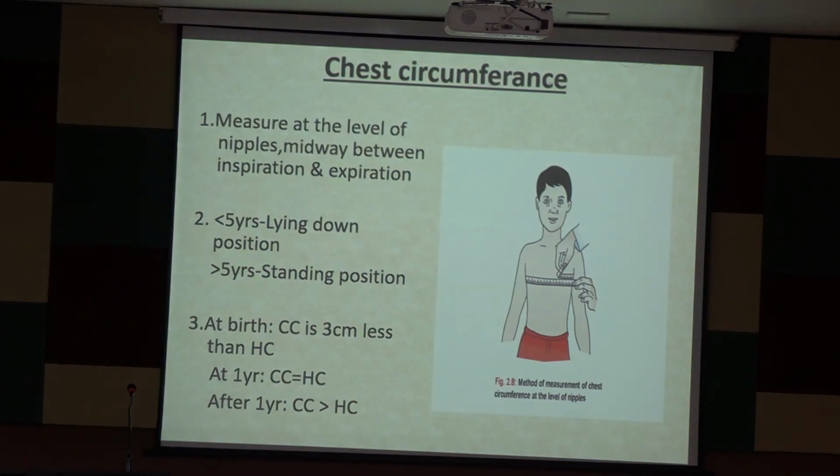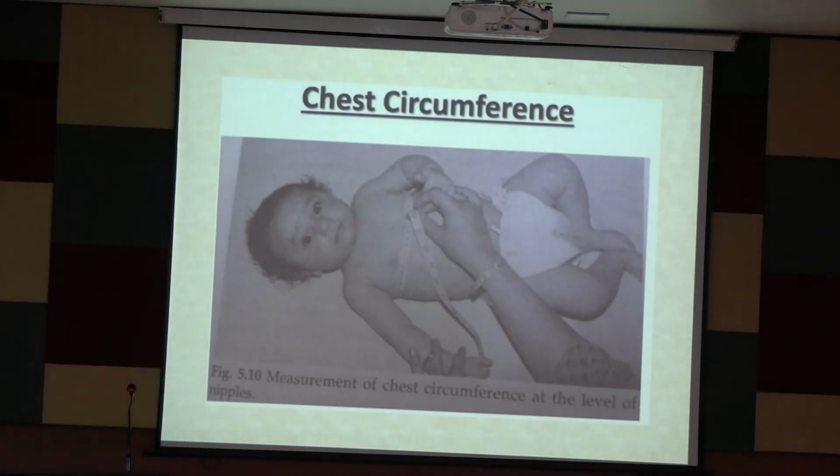Chest circumference, we should measure at the level of the nipples, midway between inspiration and expiration. Conventionally, when the child is below 5 years, it is measured in lying down position, and when it is more than 5 years, it is measured in standing position. At birth, the chest circumference is 3 centimeter less than the head circumference. At 1 year, chest circumference equals head circumference, and after 1 year, chest circumference is more than the head circumference. This is how chest circumference is measured in children less than 5 years, in lying down position.